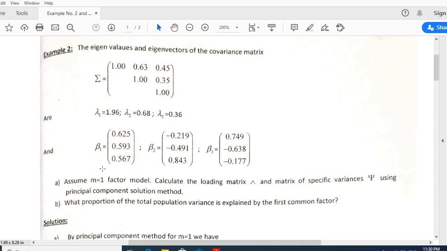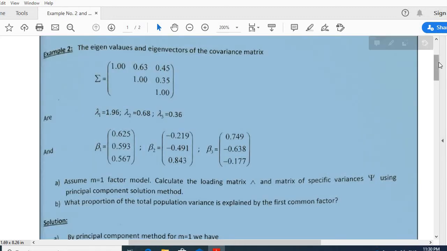Assume it is a one factor model. Calculate the loading matrix capital lambda and the matrix of specific variances psi using the principal component solution method. The second part of this problem is: what proportion of the total population variance is explained by the first common factor? Now the solution is also shared here.